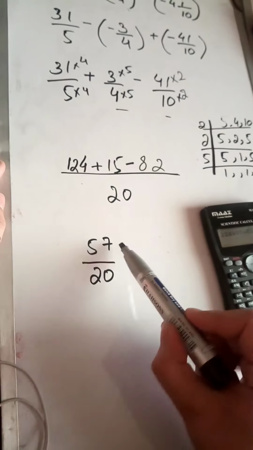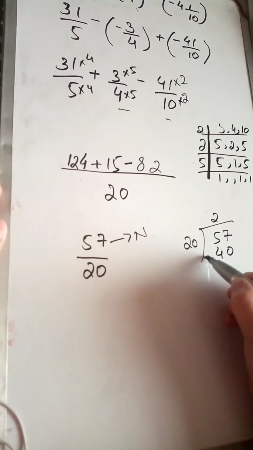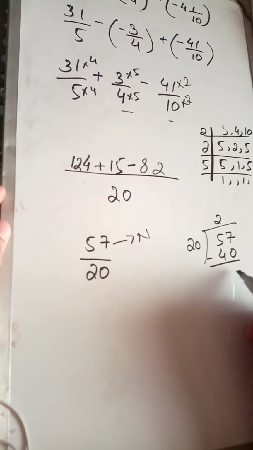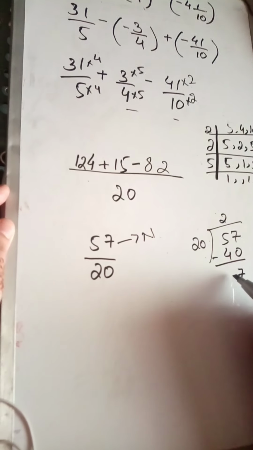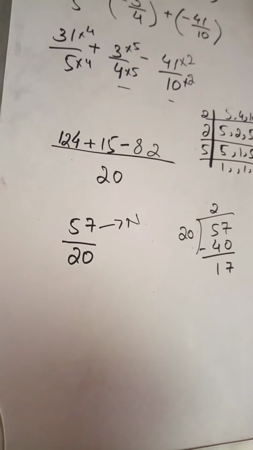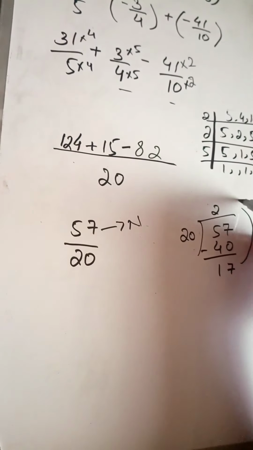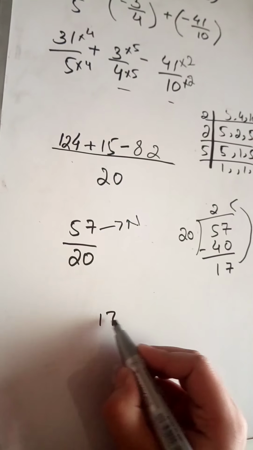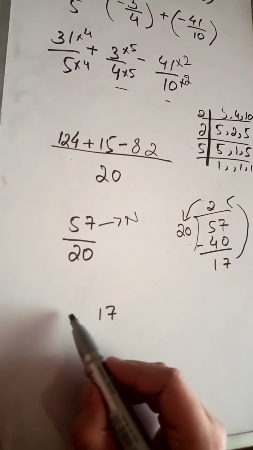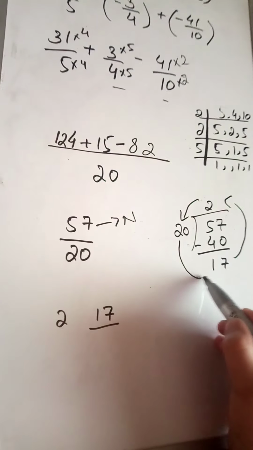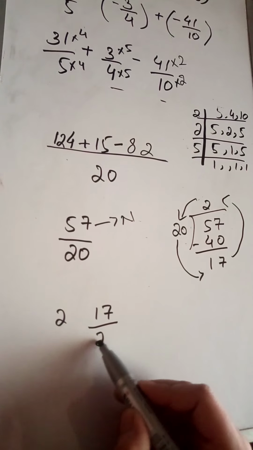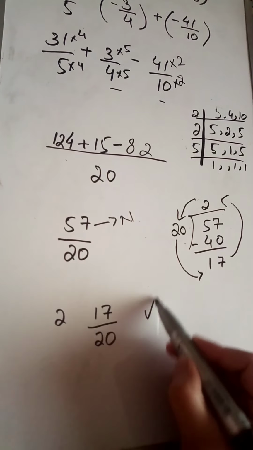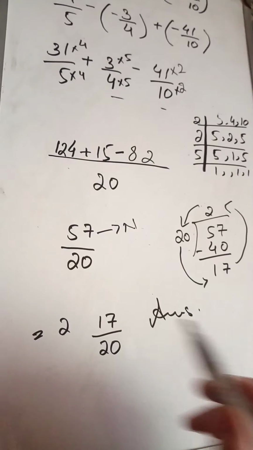Now for further simplification, we divide 57 by 20. 2 twos are 40. Now 7 minus 0 is 7, and 5 minus 4 is 1. Now write down this division in cyclic form. Your remainder will be shifted to the top position, then the quotient will be on the left side, and your divisor on the bottom, towards your denominator. So this is your answer of part B.